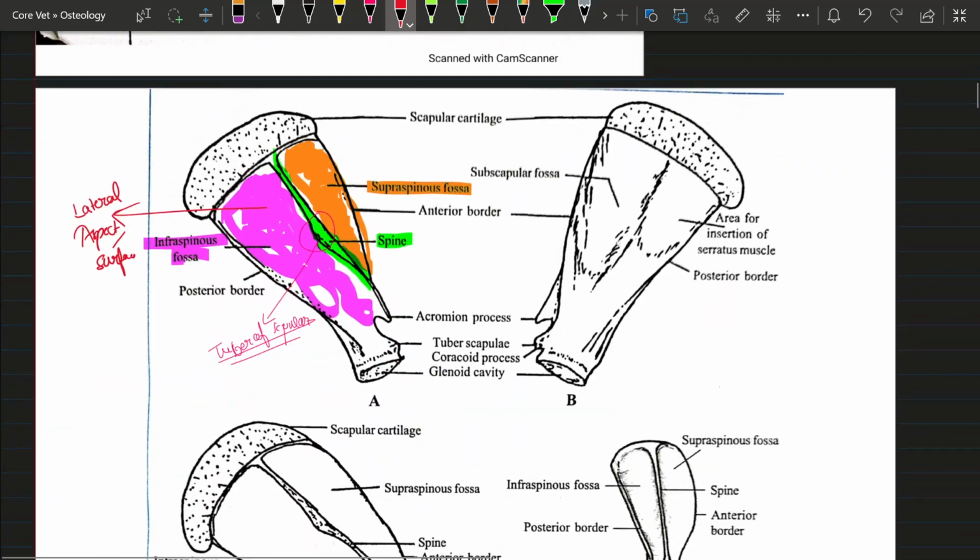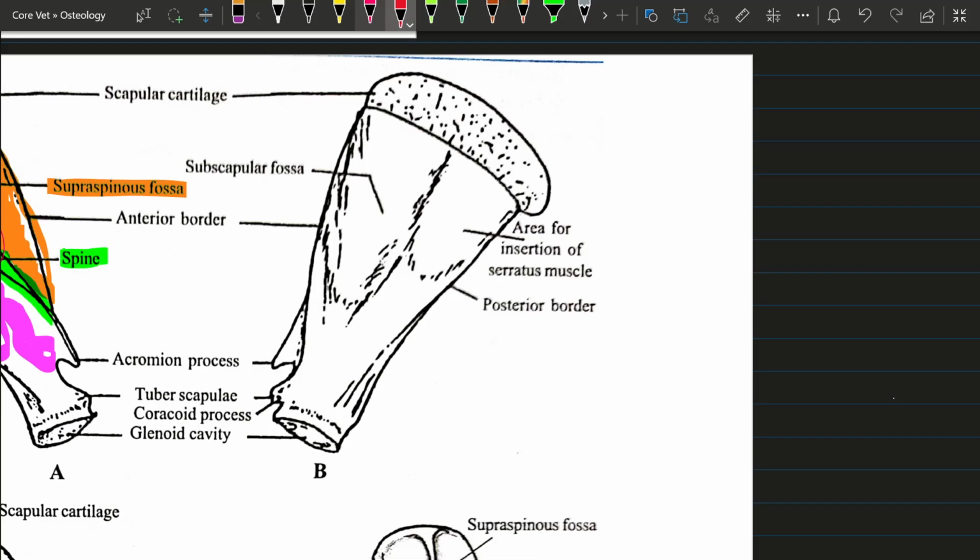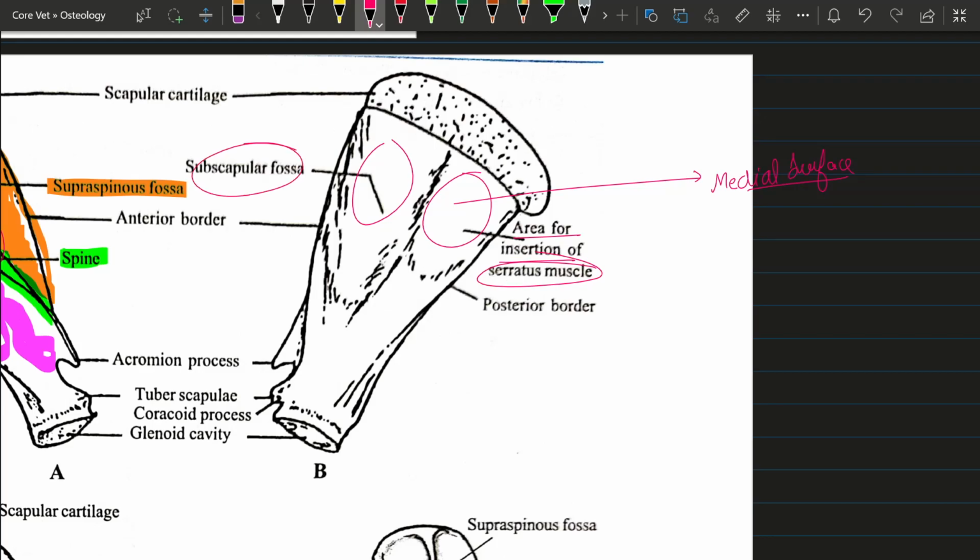Let me show you in the image also. This is the medial view, the medial surface. What I was telling is that there are two rough areas. These are the two rough areas for insertion of the serratus muscles, right? And there is a subscapular fossa also.